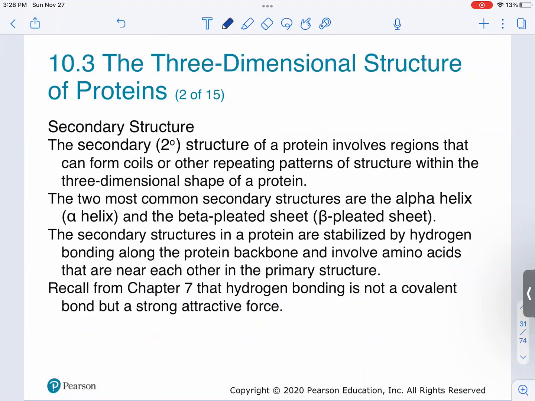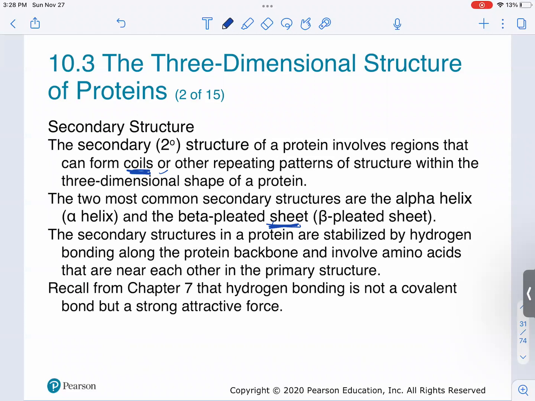When we have a secondary structure, here we're going to have a protein that might have some coils, and it might have some sheets. So you're going to have coils or other patterns within the three-dimensional shape of a protein. And those coils and sheets are secondary structures.